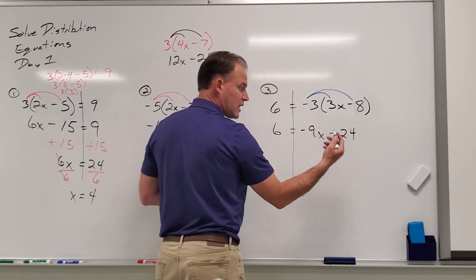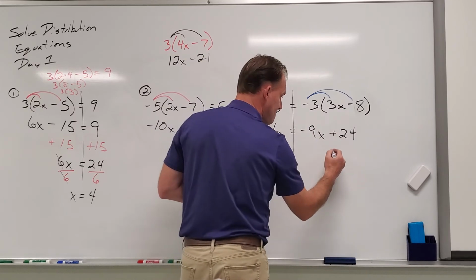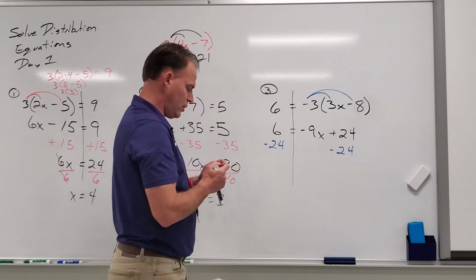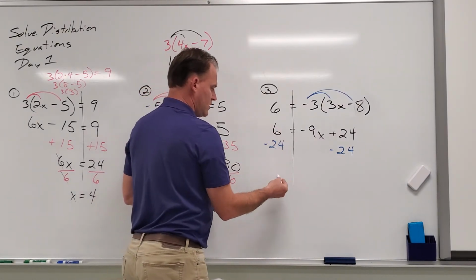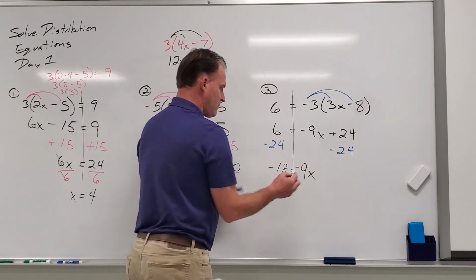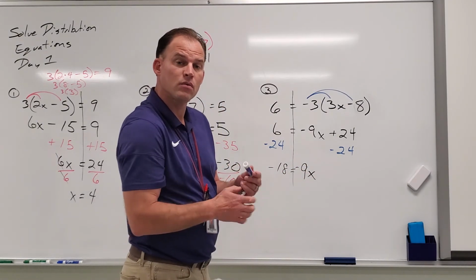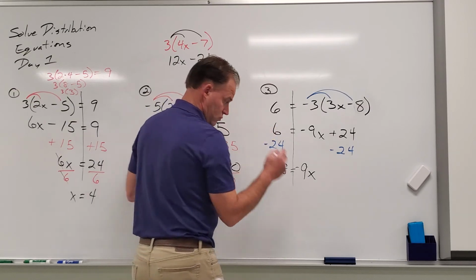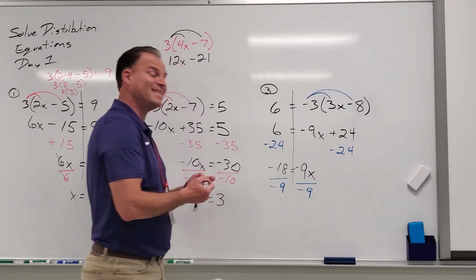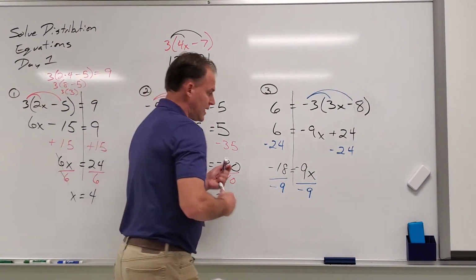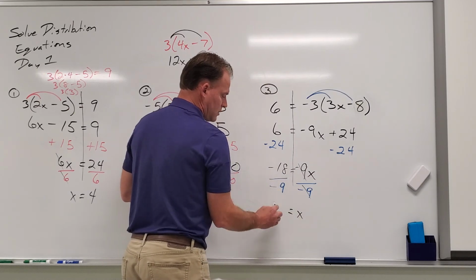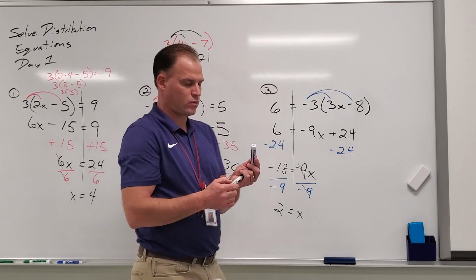Work the variable side. What's the next step? Good. This is negative 18. What am I going to do next? Divide by negative 9, because I need this division to come out to positive x. This comes out to positive 2, and we're done.